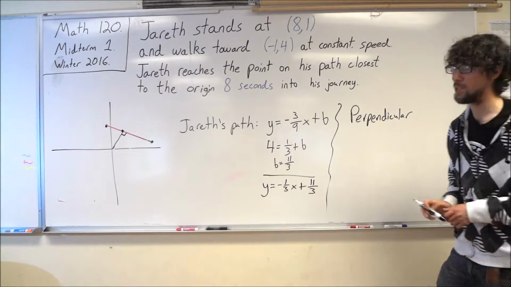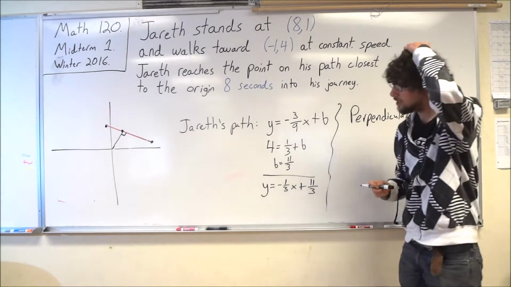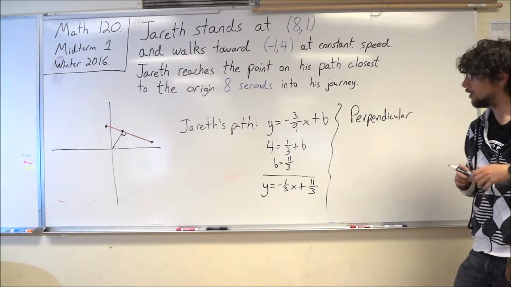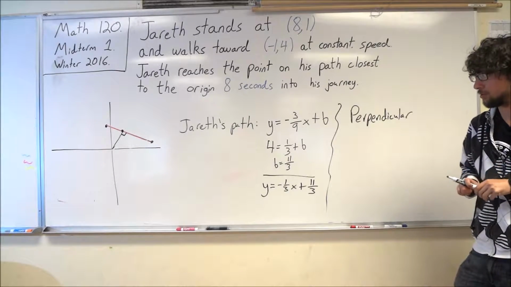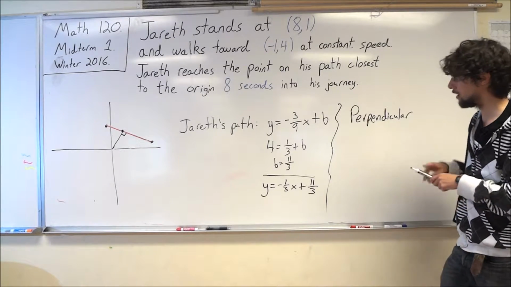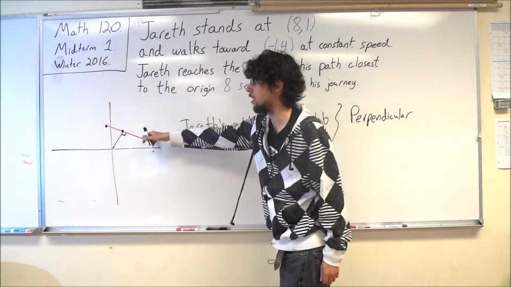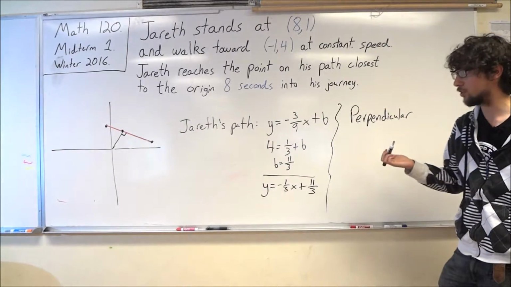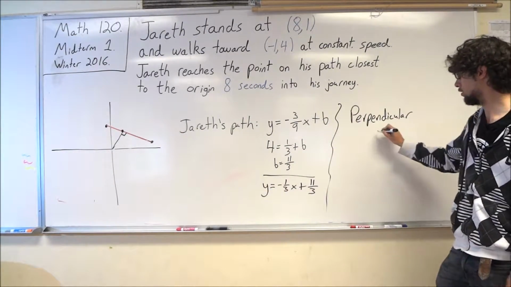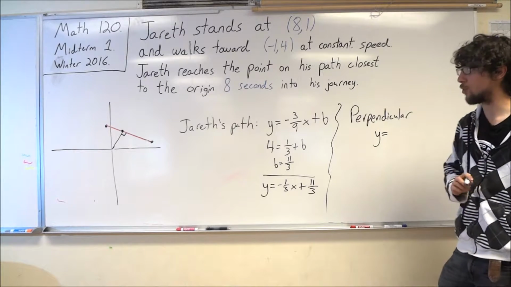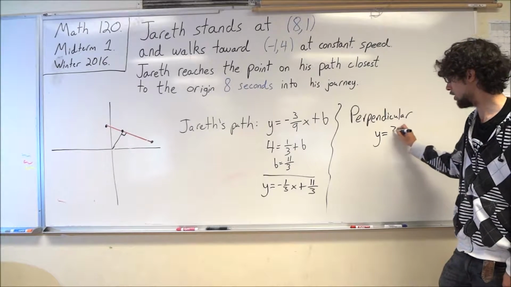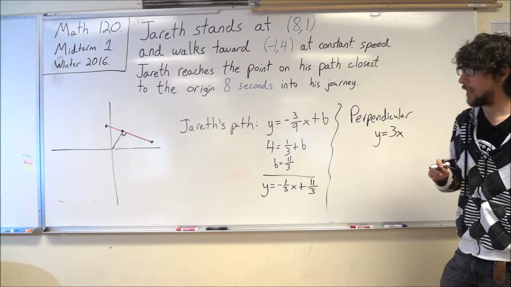What do I know about this perpendicular? Well, in order to write the equation for the line, I need a slope and a y-intercept. This perpendicular is perpendicular to this line. So the slope of this perpendicular is going to give me something of the form y equals mx plus b. It's going to be y equals 3x, and then plus b.